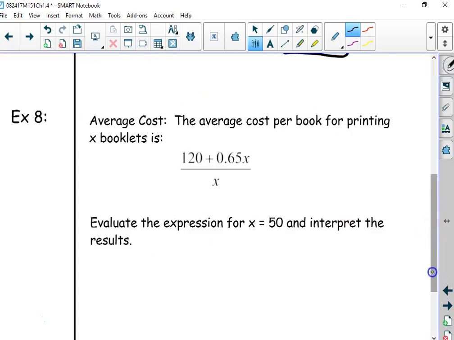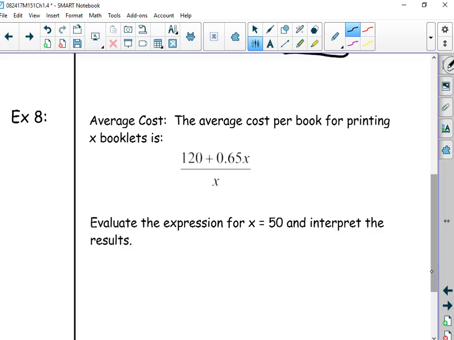Last problem is an example of a problem that will show up on that. I'm assigning a problem that's an even problem, so I'm not giving you the solutions, but I'm showing you an example. Average cost. The average cost per book for printing a booklet is this expression, for printing X booklets. Evaluate the expression for X equals 50 and interpret the results.